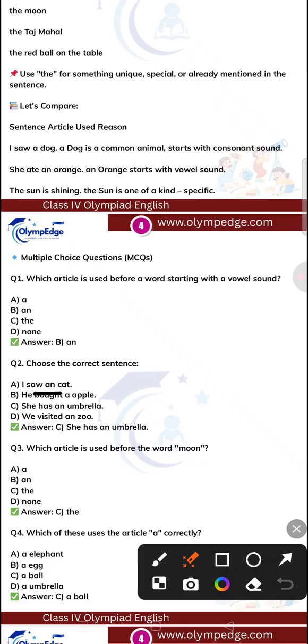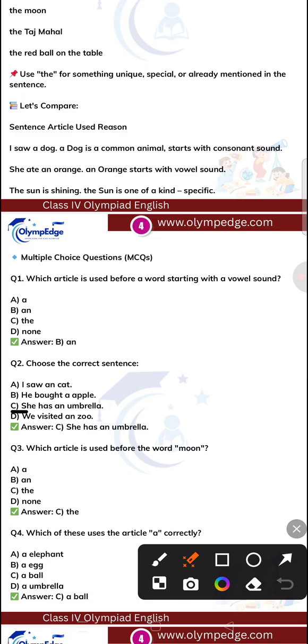So here I saw an cat. Cat starts with a consonant, right? So we don't use an before it. So this is a wrong sentence. Then he bought a apple. Again, apple is starting with the vowel A, so we don't use a before it, right? So this is again wrong. Then we visited an zoo. So zoo is starting with a consonant Z, and so we cannot use an, right? So this is again a wrong sentence.